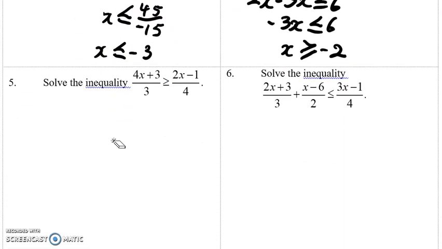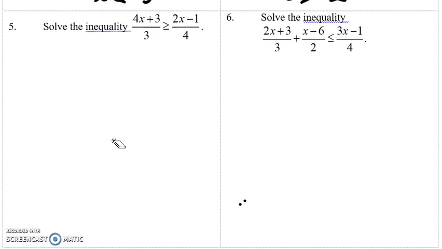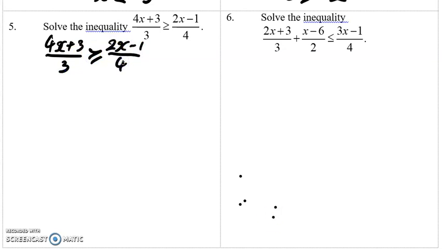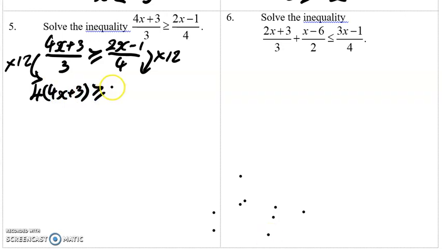Coming down to question 5, we have 4x plus 3 over 3 is more than or equal to 2x minus 1 over 4. So we notice that the LCM of 3 and 4 is actually 12. So actually what happens is you can multiply by 12. This gives me 4 bracket 4x plus 3 more than or equal to 3 times 2x minus 1.